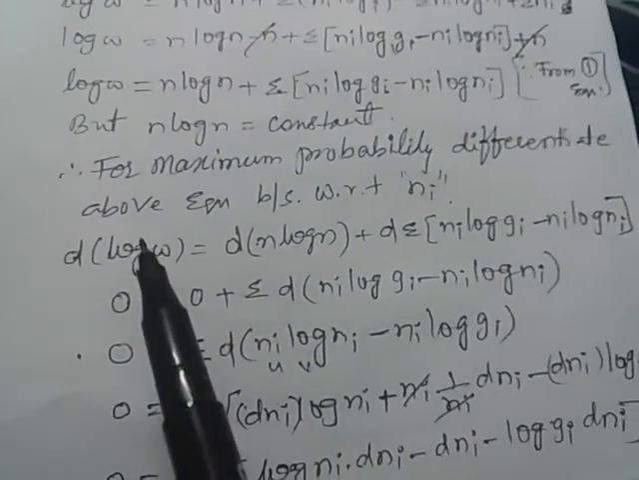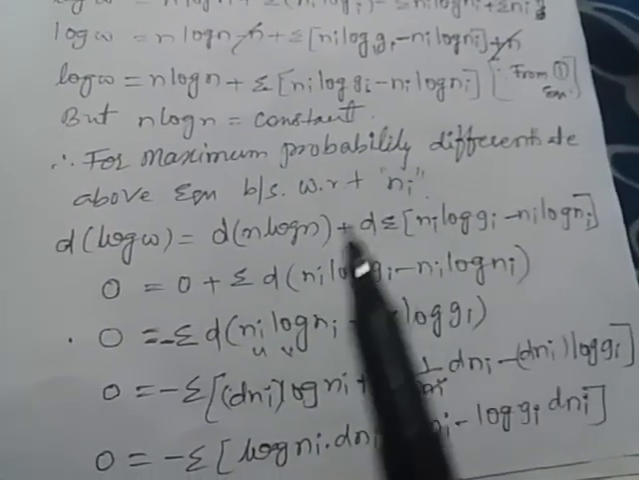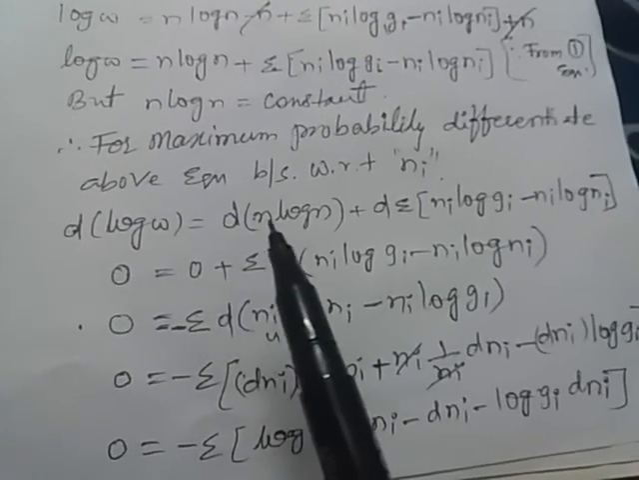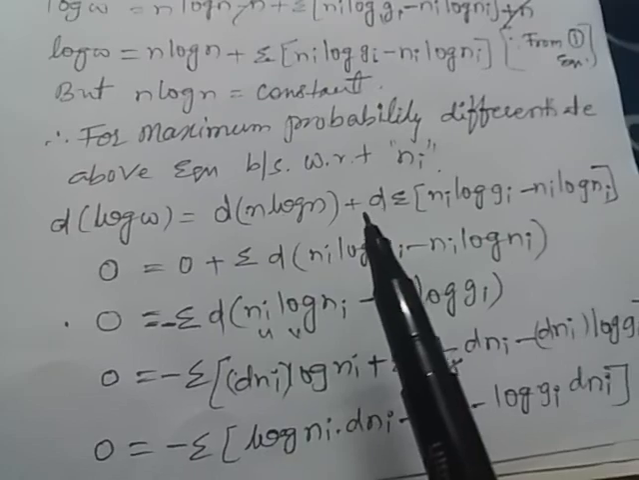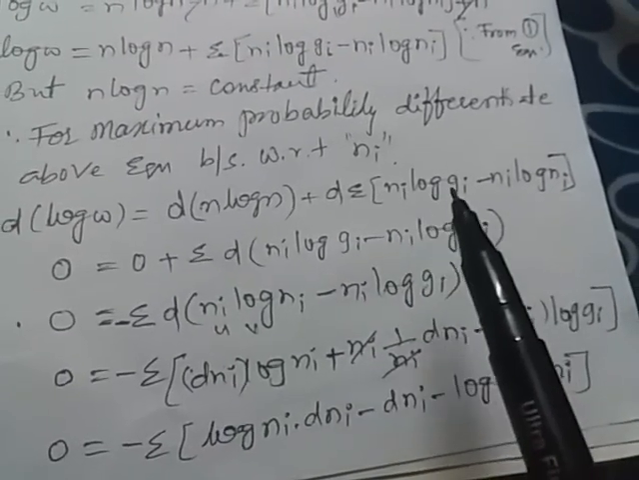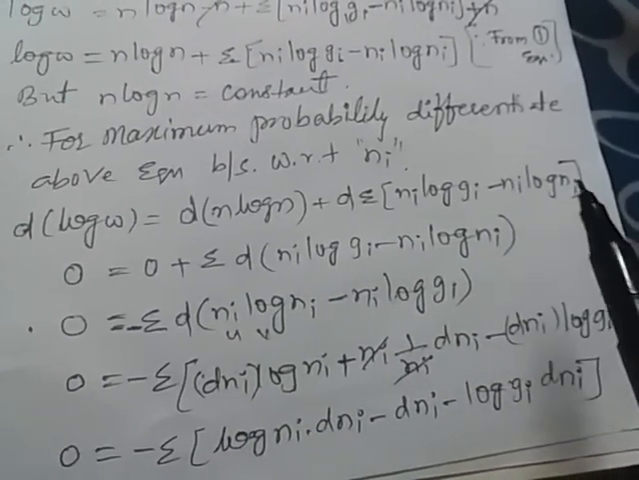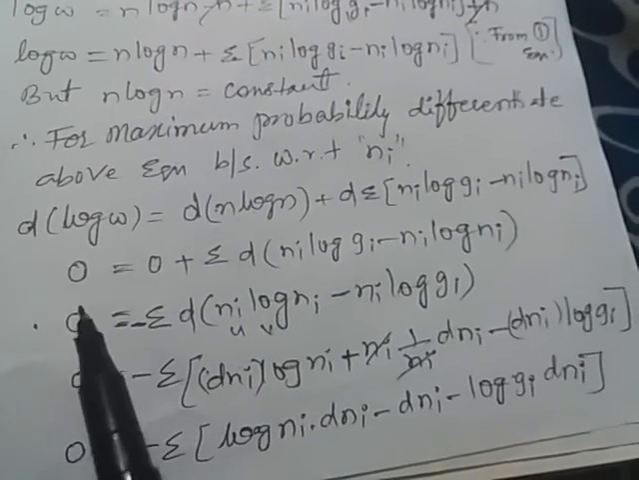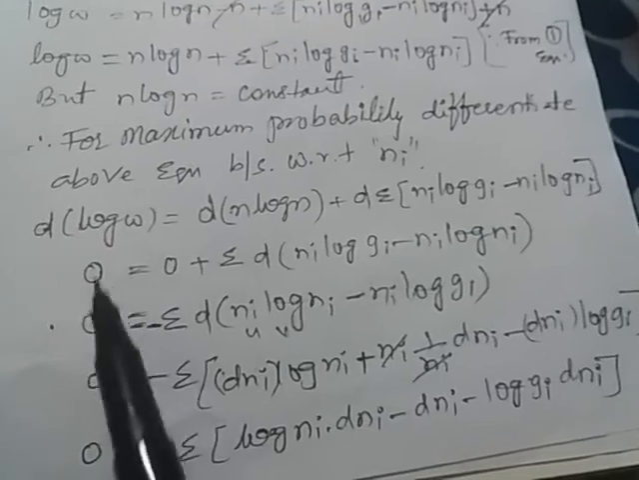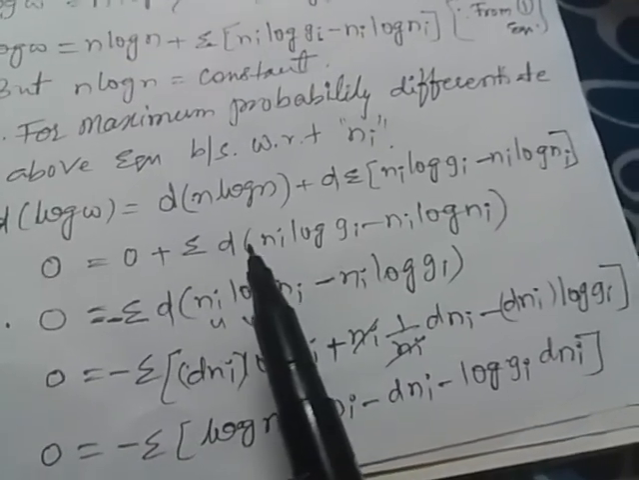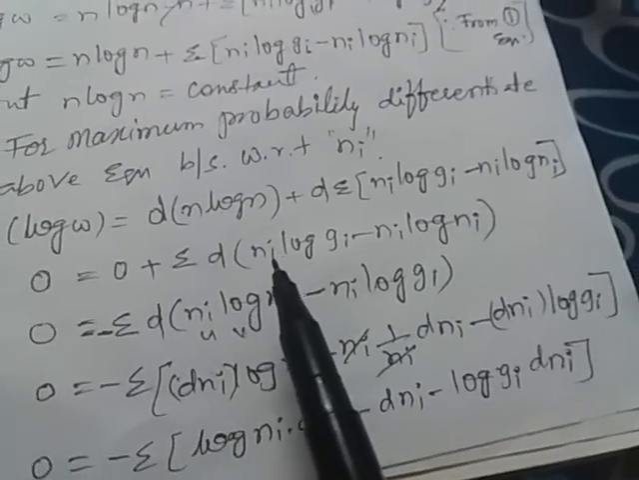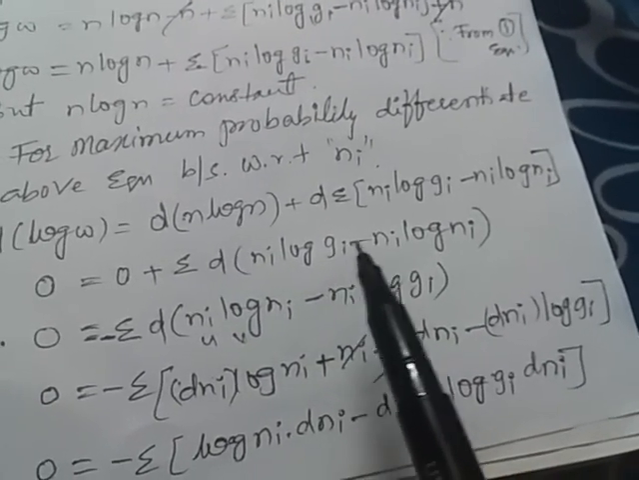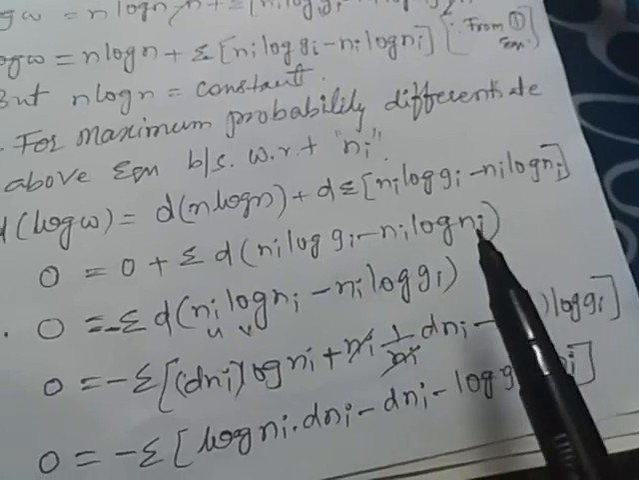So we will get, with respect to ni, the differentiation of log omega equal to the differentiation of N log N plus the differentiation of sigma ni log gi minus ni log ni. So therefore this will be a constant, so 0 equals 0 plus sigma of the differentiation of ni log gi minus ni log ni.